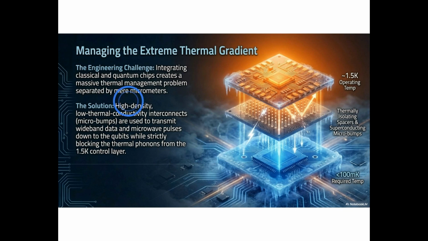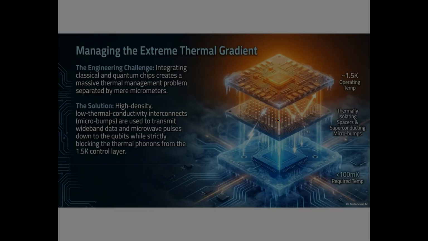If even a small amount of heat flows from the control chip down to the qubit chip, the electron spins become thermally excited above the Zeeman energy splitting, and qubit coherence is completely destroyed. The solution is this middle layer: thermally isolating spacers and superconducting microbumps. These interconnects are engineered to efficiently conduct electrical signals while acting as thermal insulators, blocking phonon heat transport from the 1.5 Kelvin layer to the sub-100 millikelvin qubit layer.